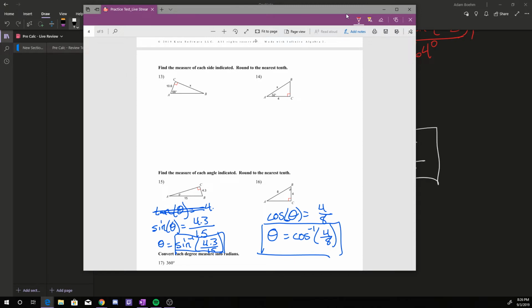For 13 and 14, this time you're just given the angle and you have to find the opposite side. So we need to find the opposite side x. And we're given the angle on the adjacent side. So opposite and adjacent, that's tangent. So the tangent of 68 degrees will equal x over 10.6. And then as long as you treat this tangent of 68 degrees as one number and solve for x, then you're good. So you just multiply both sides by 10.6.